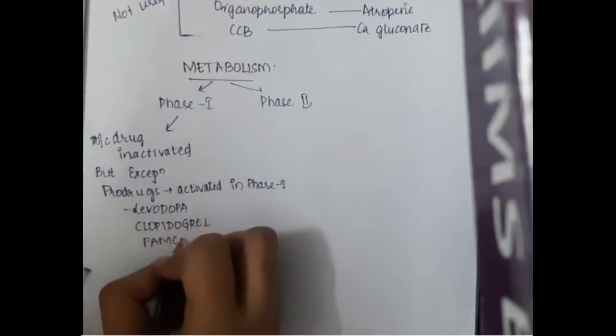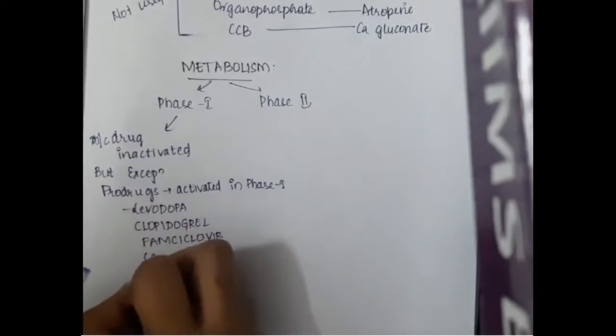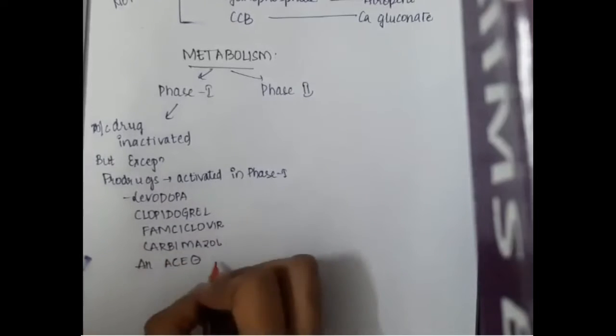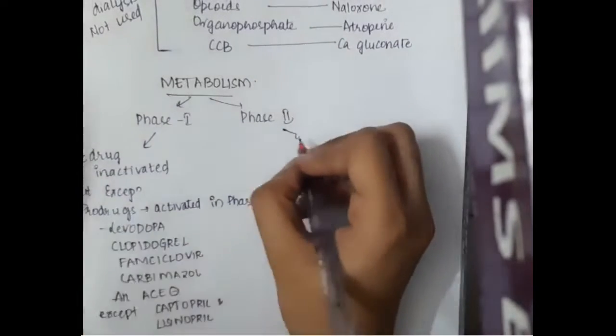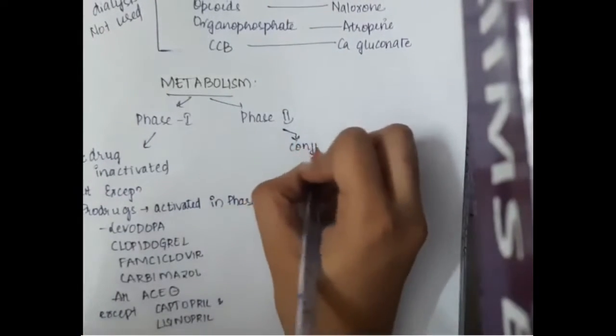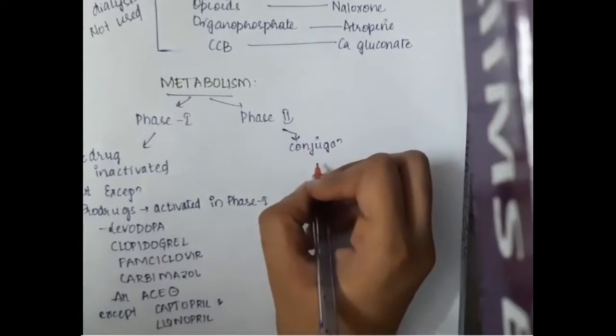Examples are levodopa, clopidogrel, famciclovir and carbimazole, which are activated in phase 1. All ACE inhibitors except captopril and lisinopril are activated in phase 1. Then in phase 2, the drugs are mainly conjugated.